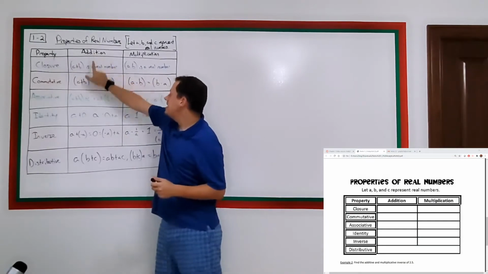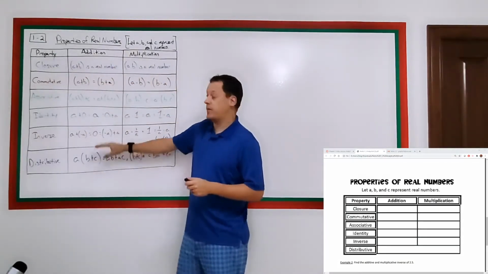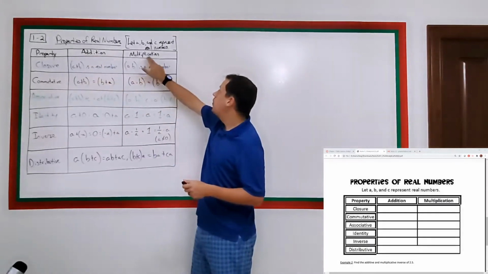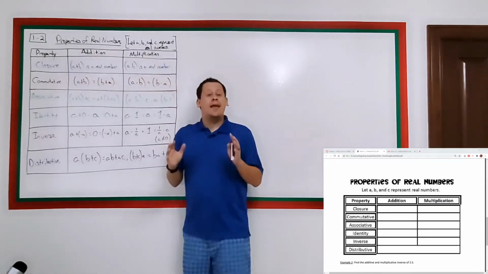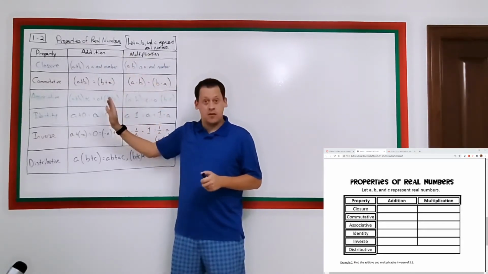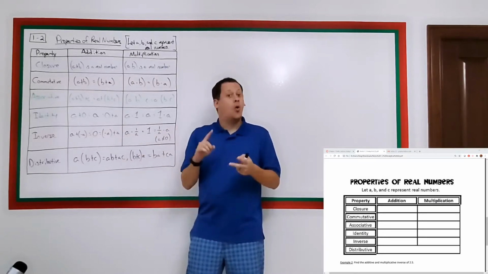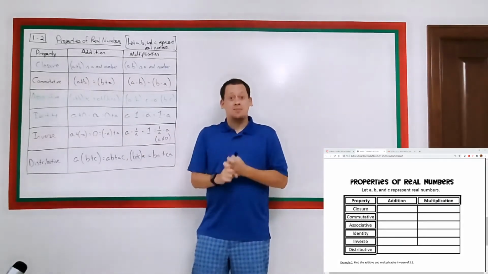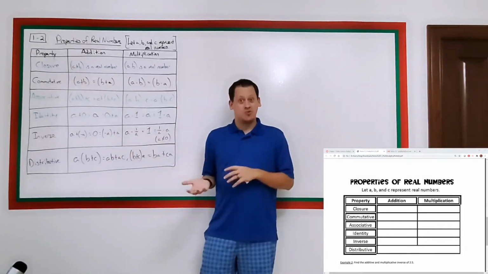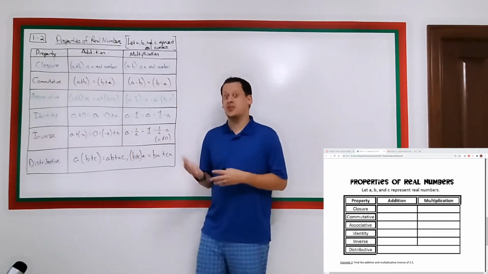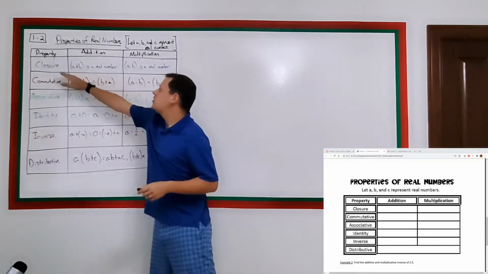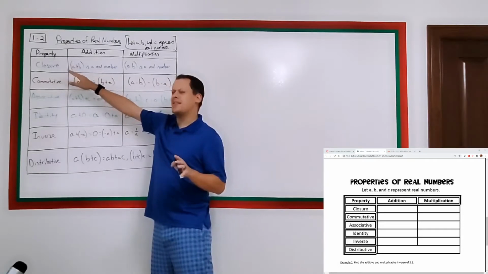And you'll notice that each of these properties, except for distributive at the bottom, has a separate property for addition and one for multiplication. And it's important that it's addition and multiplication. Notice what's not here. We're not talking about subtraction or division. And that's because these properties don't necessarily apply to subtraction and division like they do addition and multiplication. So keep that in mind as we go. Closure does, I think, work for both of those.